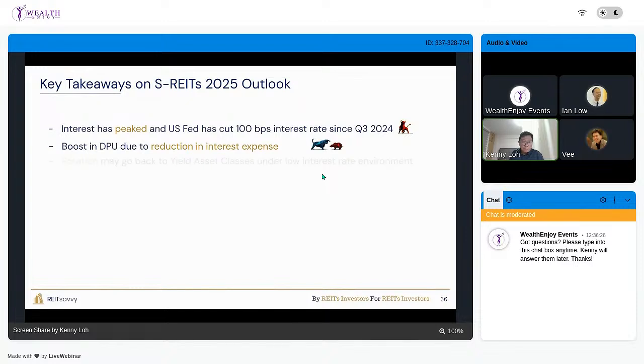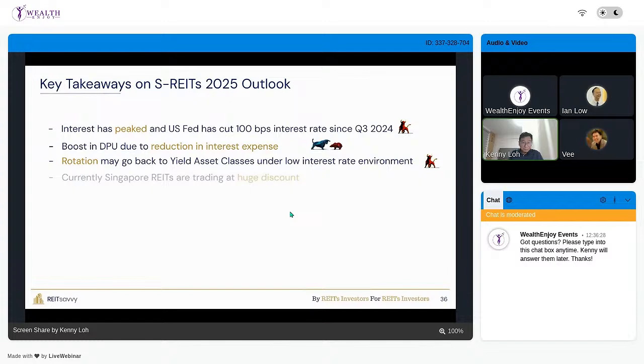and also depends on their debt maturity profile. The rotation may go back to the REIT asset class under the low interest rate environment. It depends on how low it can go. If the maturing T-bill interest rate continues to come down, SSB continues to come down, probably investors may want to rotate out from T-bills or SSB to look for some higher yielding asset class. All in all, the average yield for Singapore REITs is about 6%, but in terms of the whole range itself, it ranges between 4 to 10%.